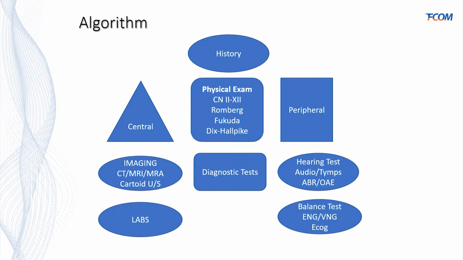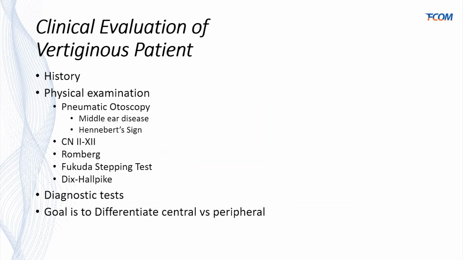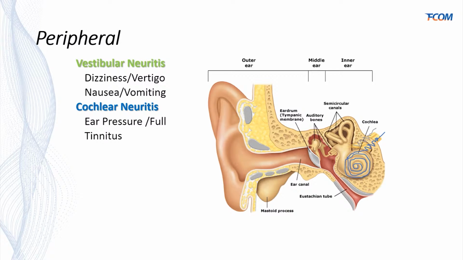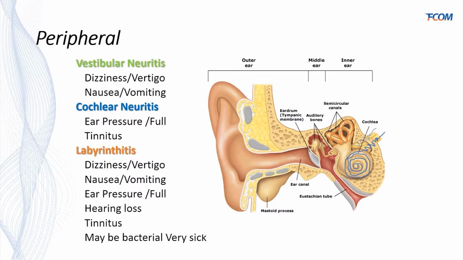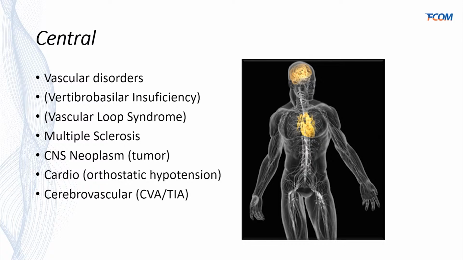Obviously, if there's an asymmetric hearing loss, the possibility of retrocochlear pathology to include acoustic neuroma is exponentially increased. Other tests that I can do would include an ENG or a VNG to, again, better quantify where the problems are coming from. So the goal here is to differentiate central from a peripheral cause. Neuronitis, whether it's cochlear or vestibular, will give you dizziness without affecting hearing, whereas labyrinthitis will cause dizziness with hearing loss. Central causes, again, vascular disorders, vertebral insufficiency, all these.